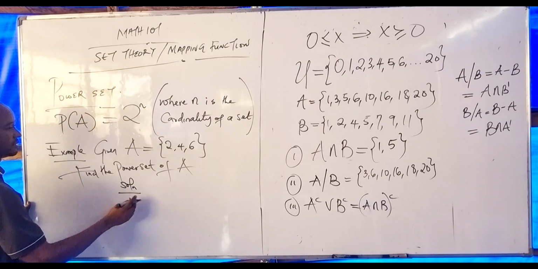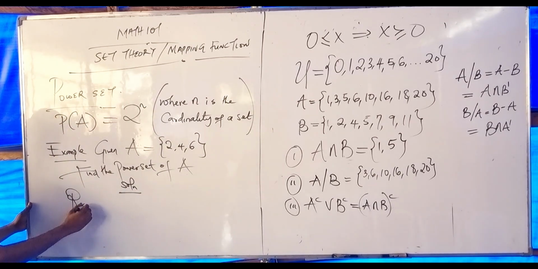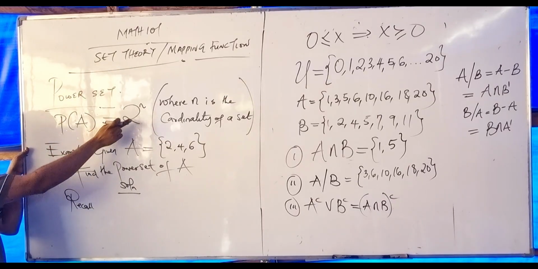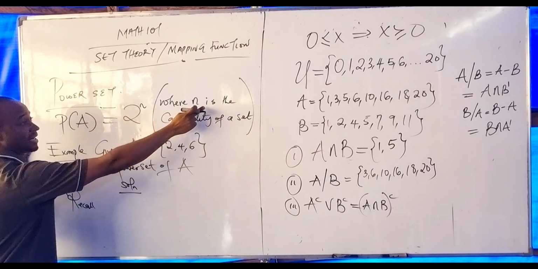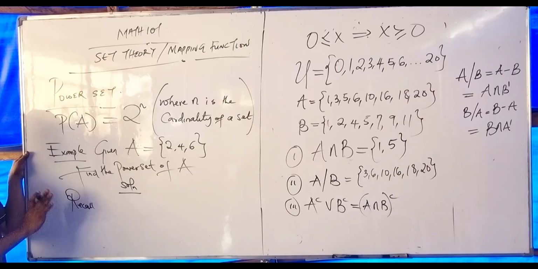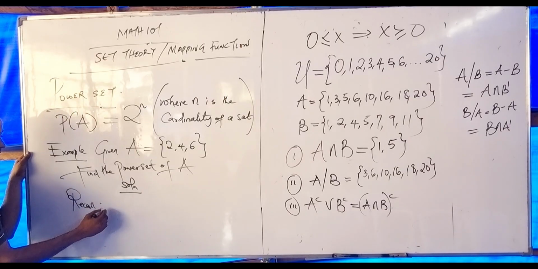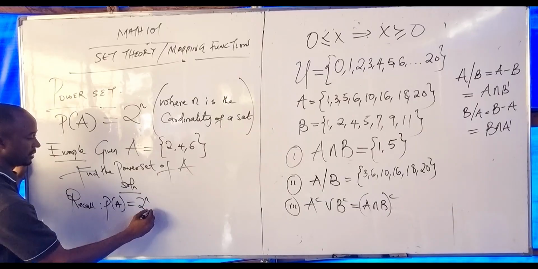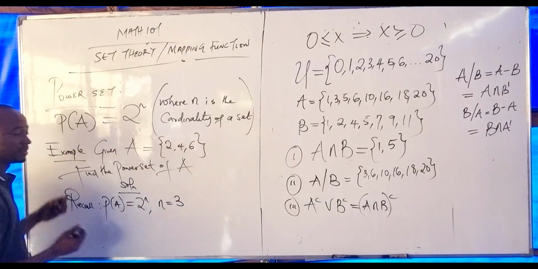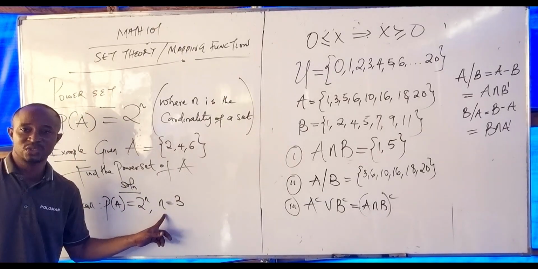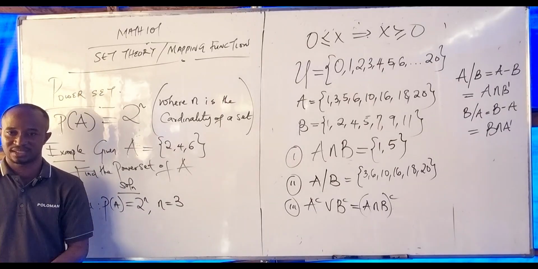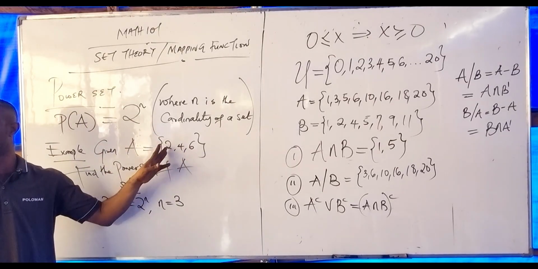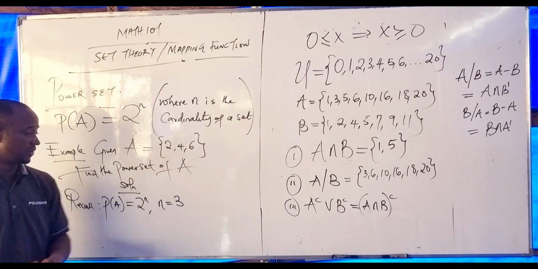To solve this, we have to recall the formula I gave you: the power set of A is 2 raised to the power N, where N is the cardinality of the set. Cardinality means the number of elements in a given set. How many elements do we have in this set? 1, 2, 3. So my N is 3.